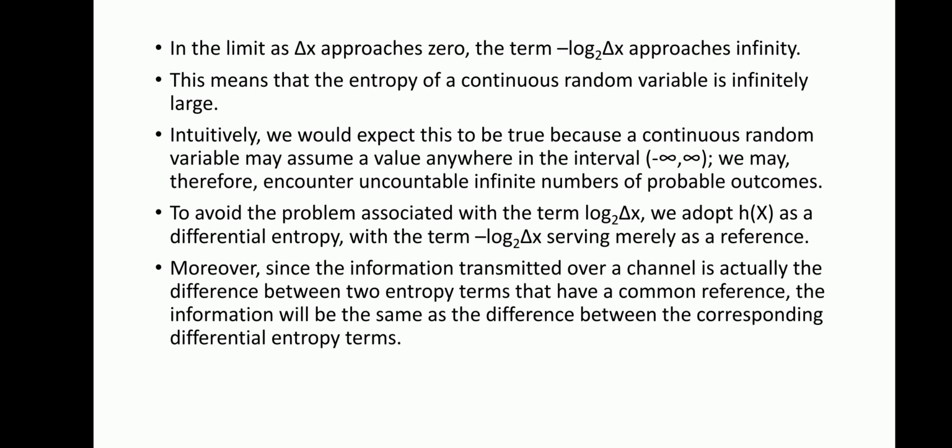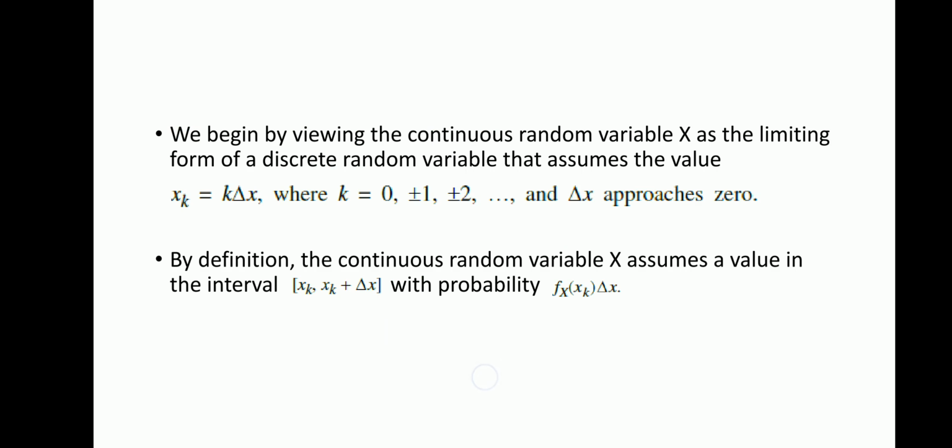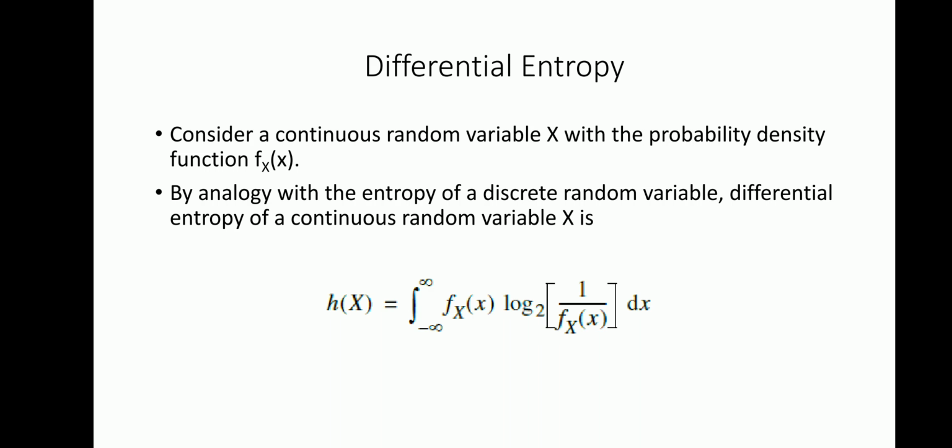So we can write this h of x as minus infinity to plus infinity fx of x log of 1 by fx of x dx. That is our differential entropy, with the integral of minus infinity to plus infinity fx of x log of 1 by fx of x to the base 2 dx. So this fx of x is called the probability density function.